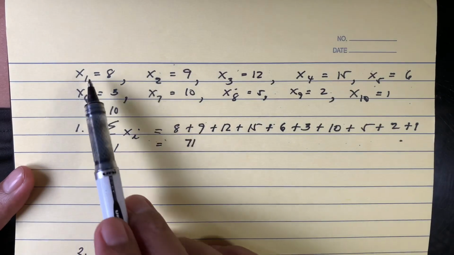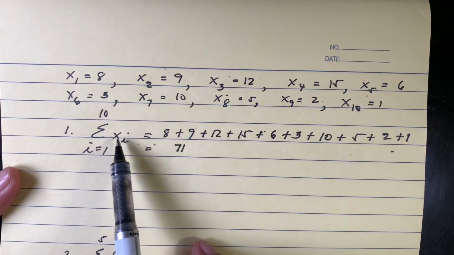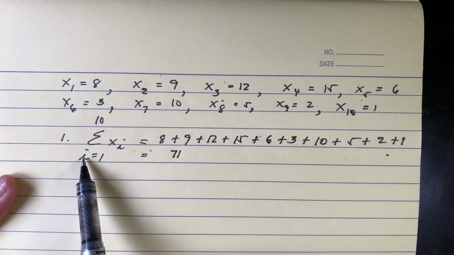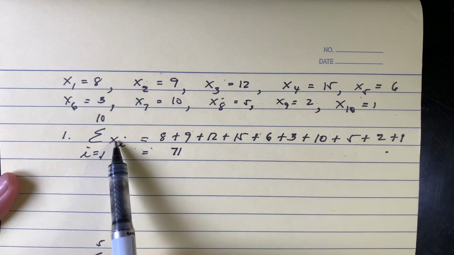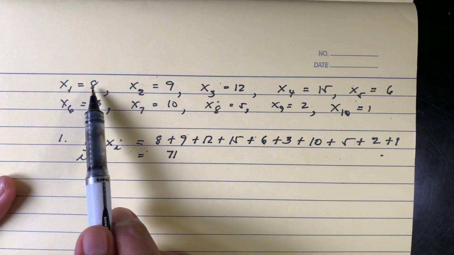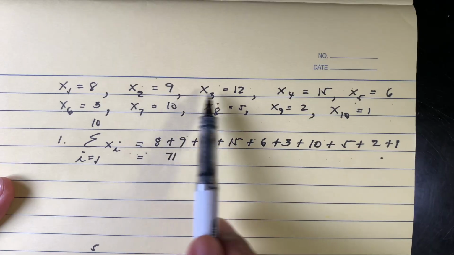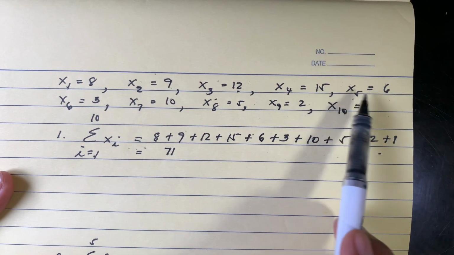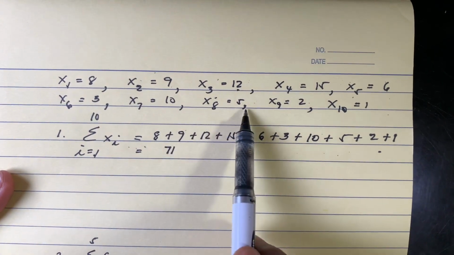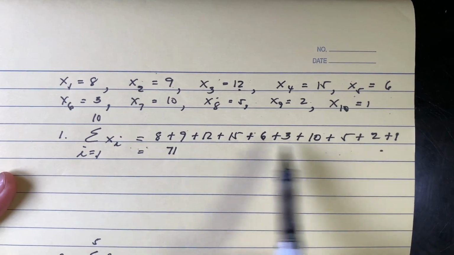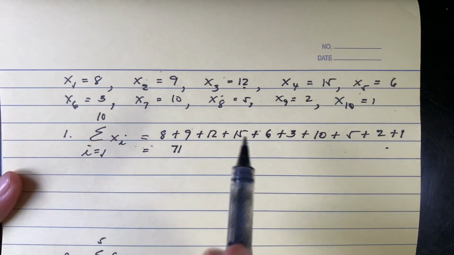Okay, I'll repeat. You simply have to replace your x sub i as indicated by your function here, x sub i, wherein your lower limit is equal to 1. So x sub i will become your x sub 1. Here it is. You are going to add 8 plus 9 plus 12 plus 15 plus 6 plus 3 plus 10 plus 5 plus 2 plus 1. So the answer would be equal to 71.